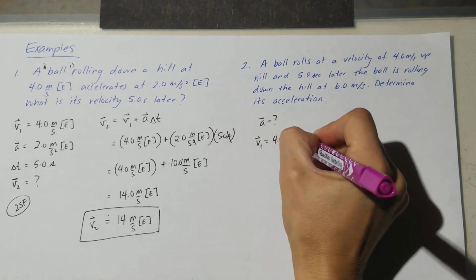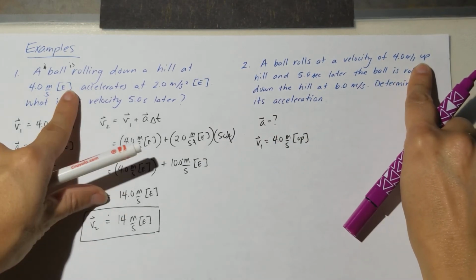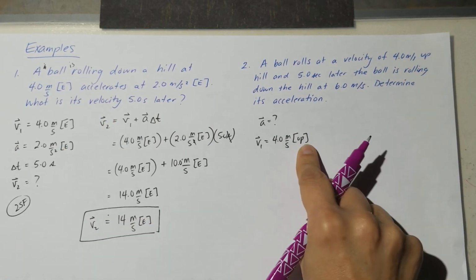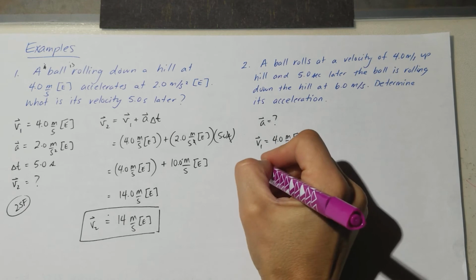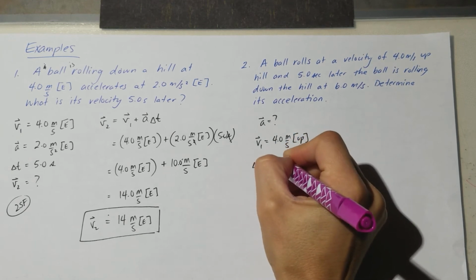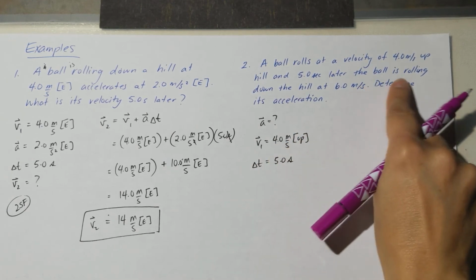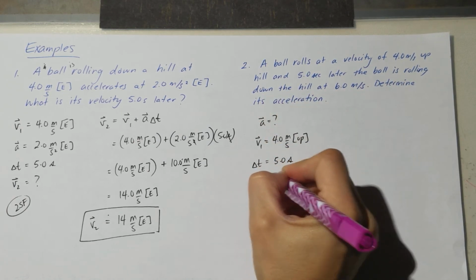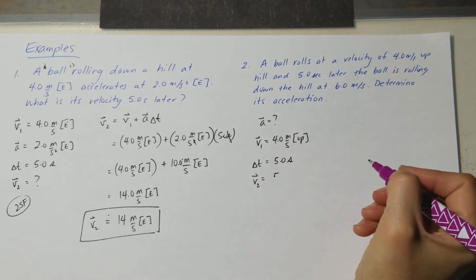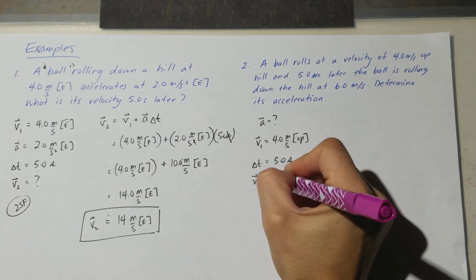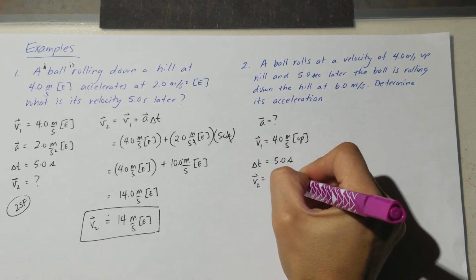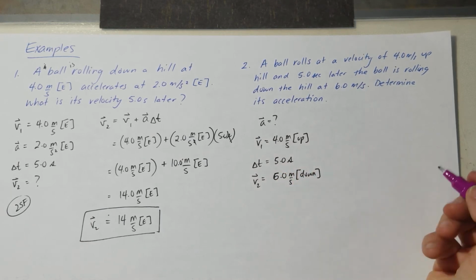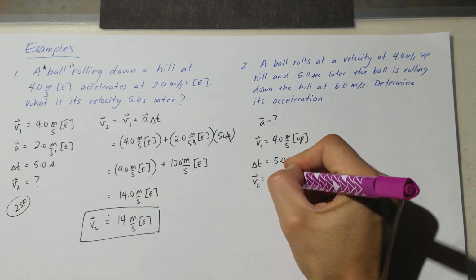Now you're going to have to take those words. I purposely didn't put it like over here in this question. You will have to read the question sometimes and interpret the direction yourself. Okay? The time is 5 seconds. And then later it's rolling downhill at 6 meters per second. So the second velocity, make sure I get that right. It's 6 meters per second down. Now you can use arrows for this if you want. Use up and down arrows, whatever you like.